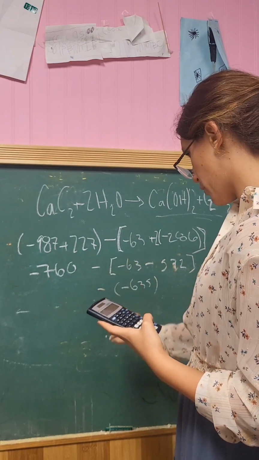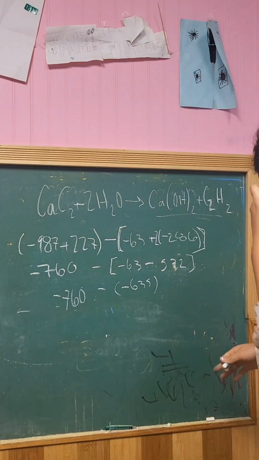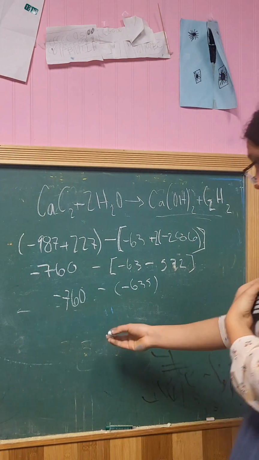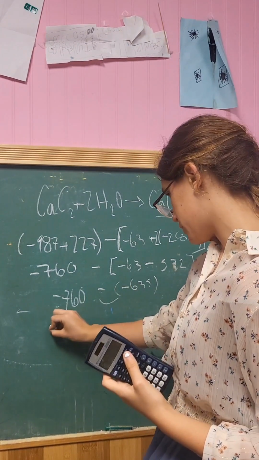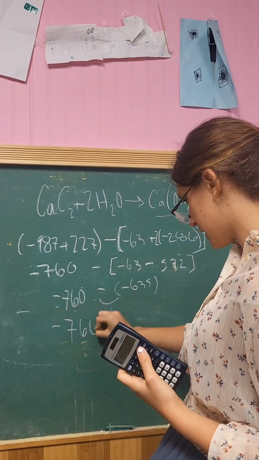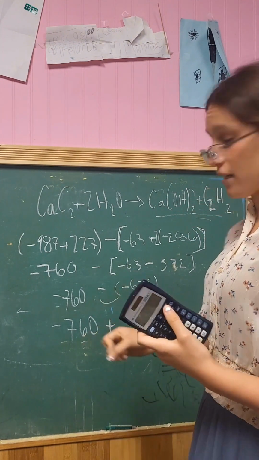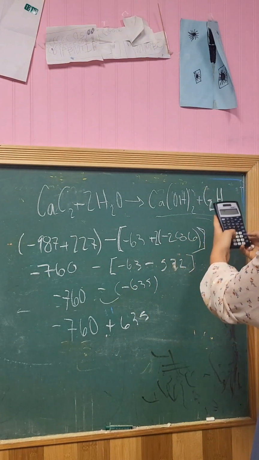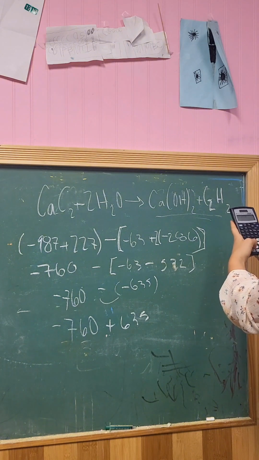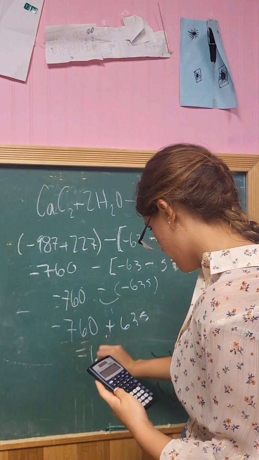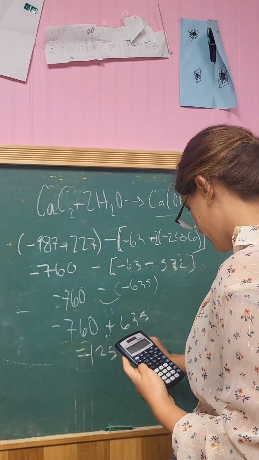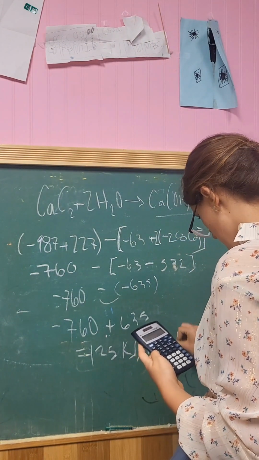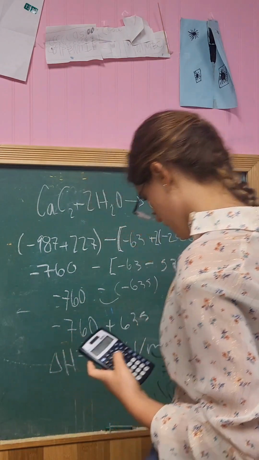Now, once we do that, we're going to simplify everything. We need to distribute the negative. So it's going to be negative 760 plus negative times negative is a positive 635. We're going to put that in our calculator. Negative 760 plus 635 gives us negative 125. That's in kilojoules per mole. And that is our enthalpy. And that's how you find the enthalpy of a reaction. I hope you enjoyed the video.